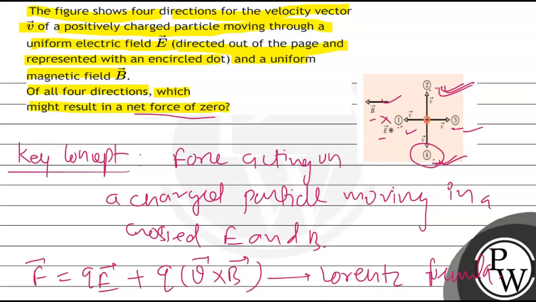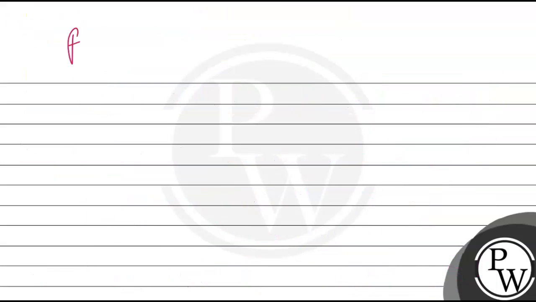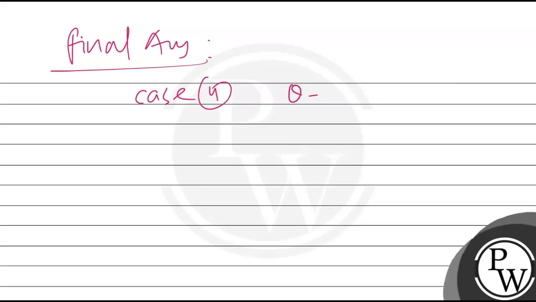So our final answer is the case number 4, where the velocity vector is equal to minus V j cap direction.